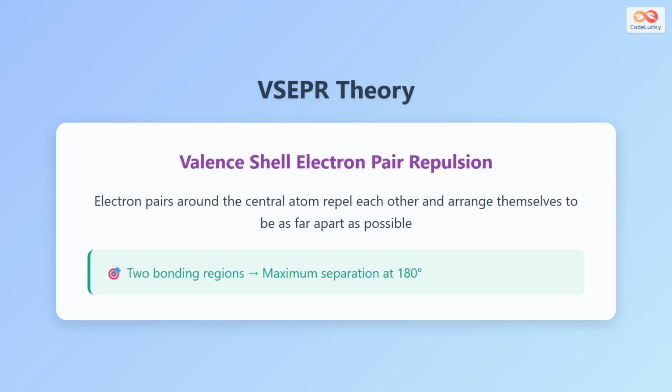The reason for linear geometry is explained by VSEPR Theory, which stands for valence shell electron pair repulsion. This theory states that electron pairs around a central atom repel each other and arrange themselves to be as far apart as possible. When there are 2 bonding regions, the maximum separation occurs at 180 degrees, giving us the linear shape.